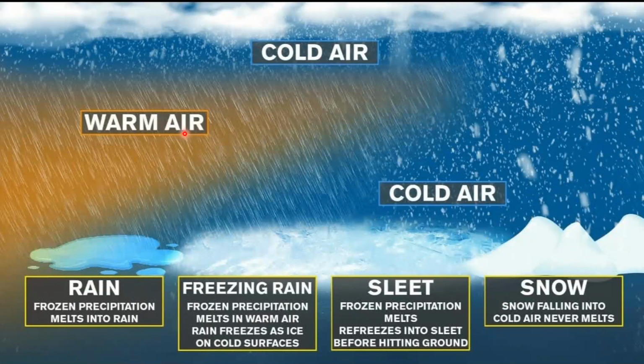And this diagram explains how the different forms of precipitation are formed on the basis of the temperature of the atmosphere. Warm air: when the ice flakes or snowflakes enter the warm air, they melt and become raindrops and fall as rain. And again, when they react with the cold surface, they become freezing rain. And here, because of the cold air, the frozen precipitation melts, then refreezes into sleet before hitting the ground.